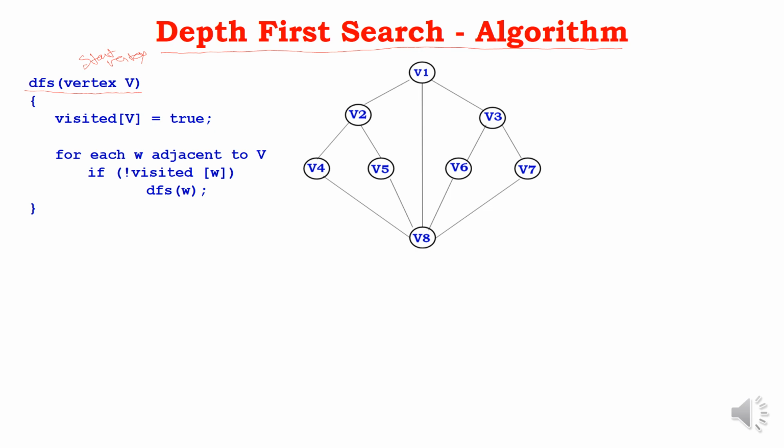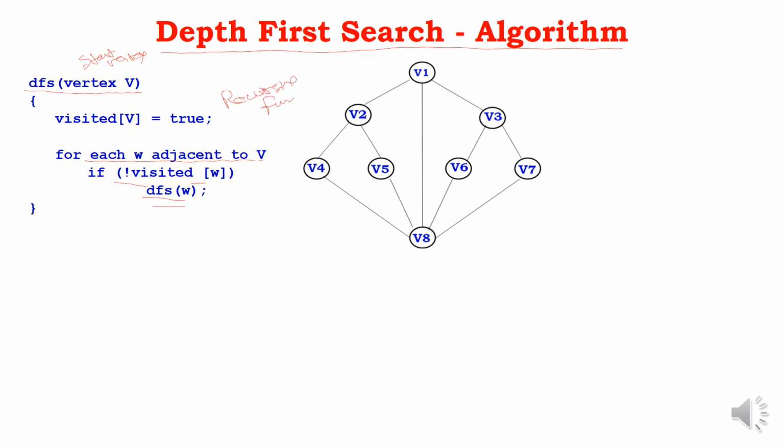Then in this, initially whatever the vertex we start, we visit that and we find adjacent vertices of V. For each W adjacent to V (what is V? Maybe vertex), if not visited, again call the DFS function. It is a recursive function.